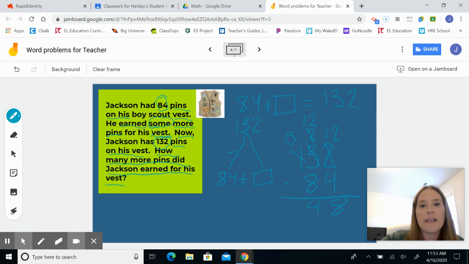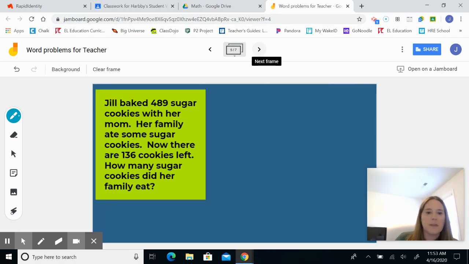All right, let's try the last one. Here is the third word problem for us to solve together. I'm going to read it. Please follow along as I read. Jill baked 489 sugar cookies with her mom. Her family ate some sugar cookies. Now there are 136 cookies left. How many sugar cookies did her family eat? Oh, I could definitely picture that. I wish I had a sugar cookie right now.